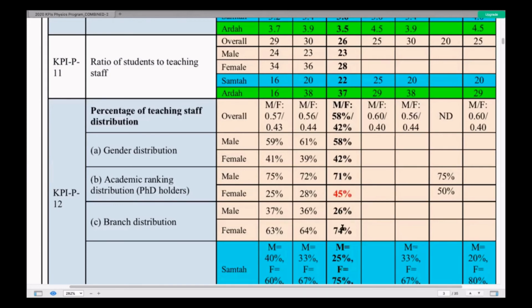This is just because of the branches, of course. Our branches Samta and Arda offer courses for female only. So that's why we understand there are more female staff, 74%, compared to only about 26% male, because the courses are offered for female only.